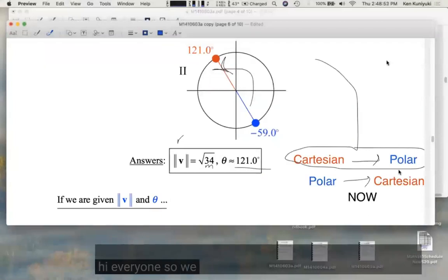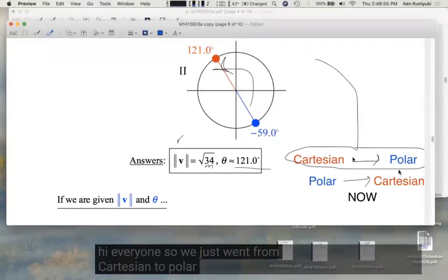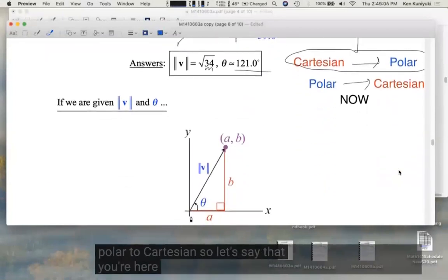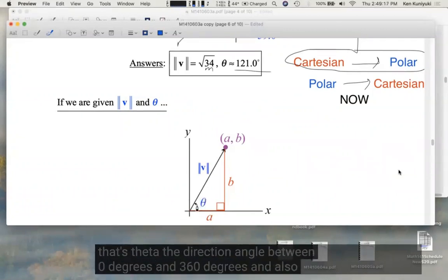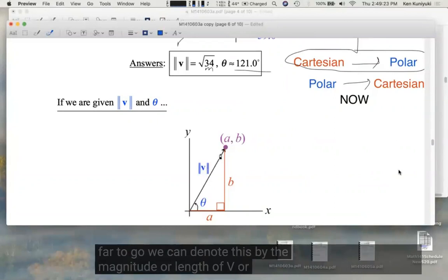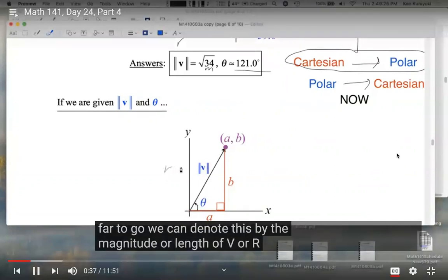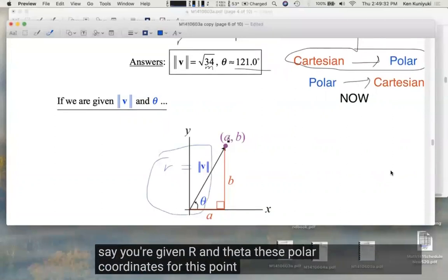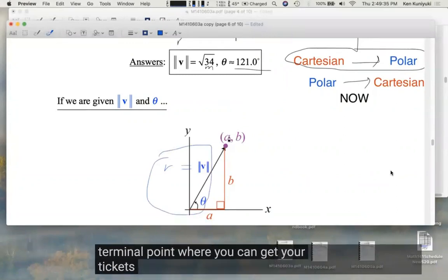Hi, everyone. So we just went from Cartesian to polar. Let's now go from polar to Cartesian. So let's say that you're here at the palm tree at the origin, and this treasure map tells you what direction to go in. That's theta, the direction angle, between 0 degrees and 360 degrees, and also how far to go. We can denote this by the magnitude or length of V or R. So let's say you're given R and theta, these polar coordinates for this point over here, the terminal point where you can get your tickets.